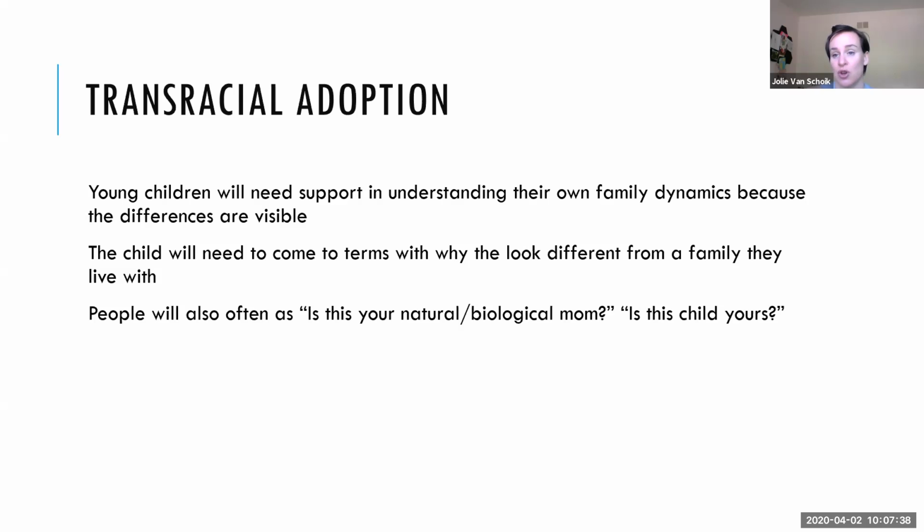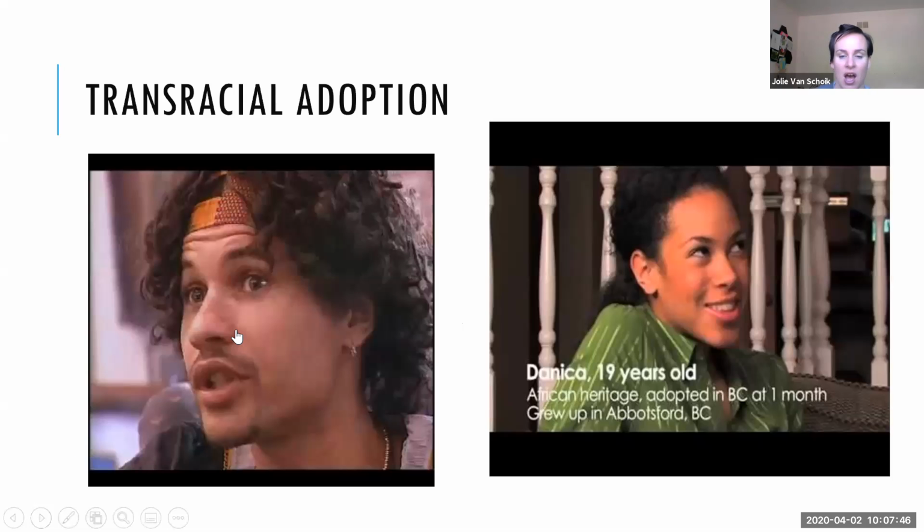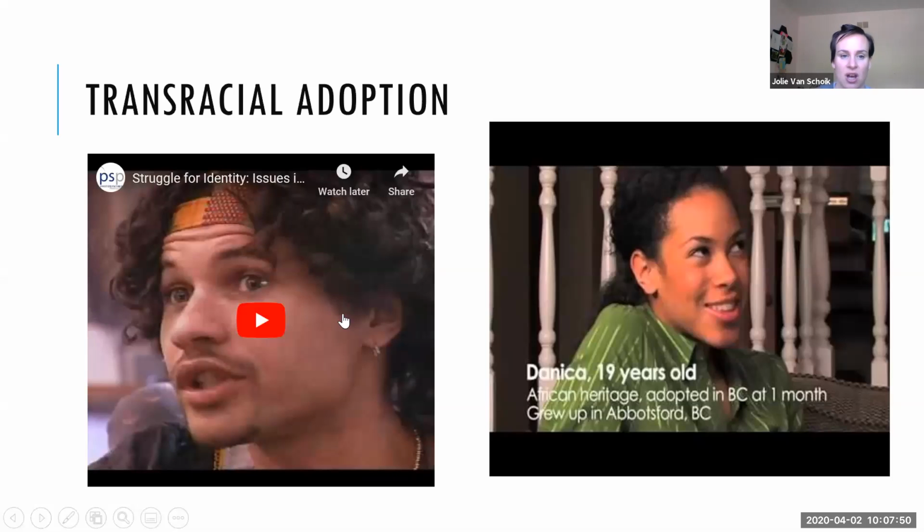So the child is also going to realize that they look different as well. And so they're going to have questions that need to be answered honestly and developmentally with what they can understand. This is some children talking. I'll play this one. This one is about the struggle for identity. So issues with being transracial or adopted transracially. So you might be of one race and you're adopted or fostered by somebody of a different race.